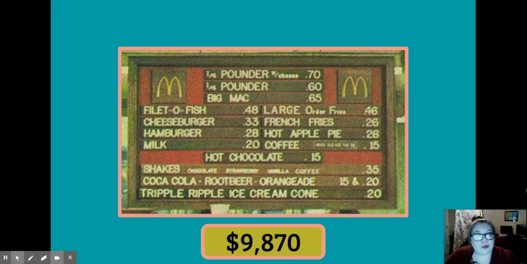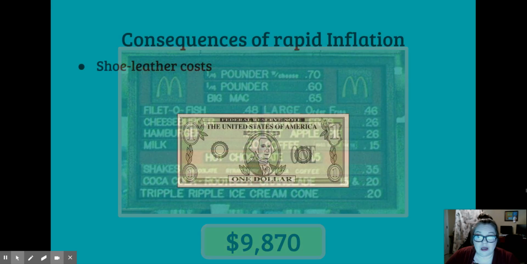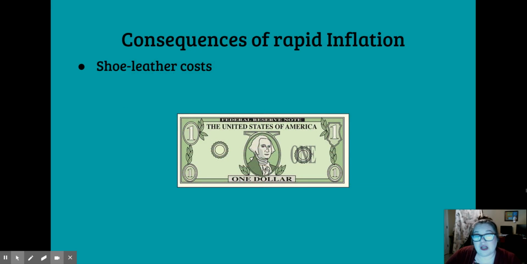Now, I mentioned earlier that rapid inflation can damage the economy. Let's look at some of those negative effects of rapid inflation. The first type of economic cost from inflation is called shoe leather costs. Shoe leather cost describes the economic loss that occurs when consumers spend their time trying to spend their currency, or their money, on useful goods and services during high inflation instead of being productive with their time.